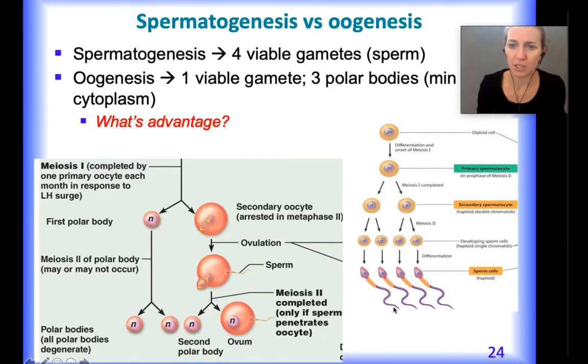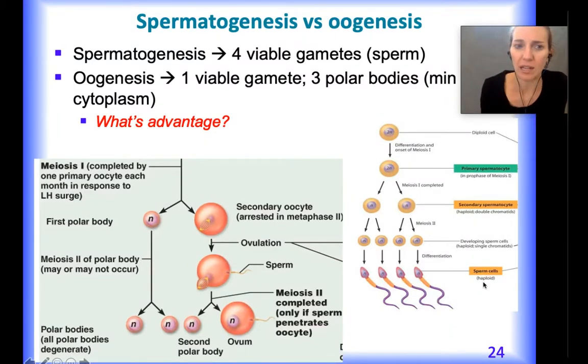So with spermatogenesis, you're going to have 4 viable sperm, 4 haploid that are going to develop, and all are viable, all carry the same amount of DNA, all are perfectly capable of fertilizing an egg.